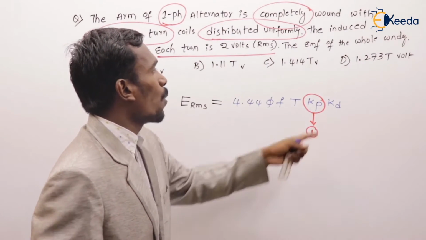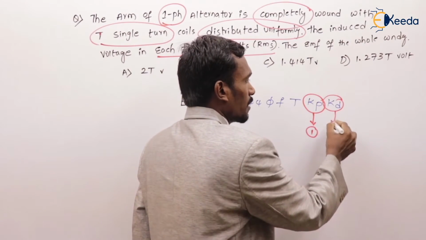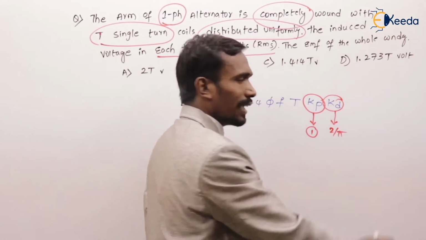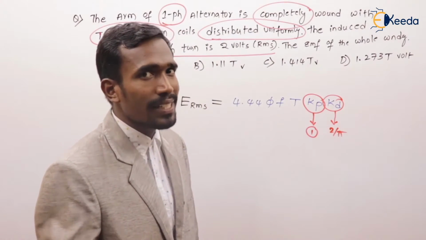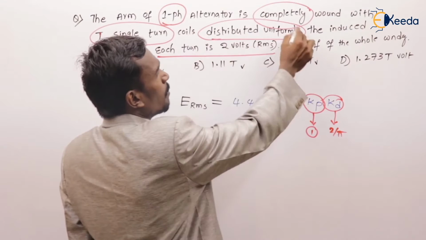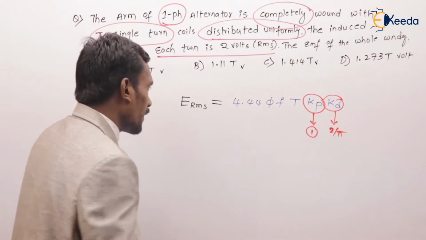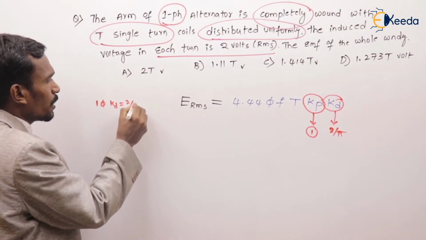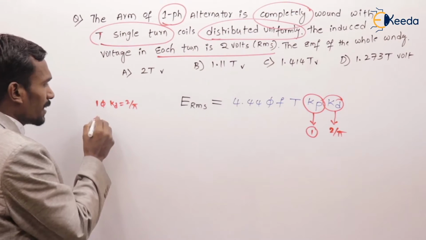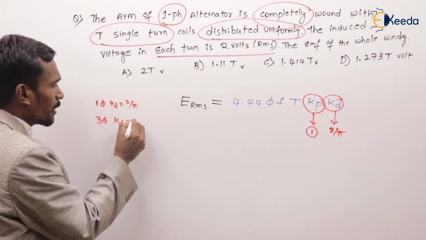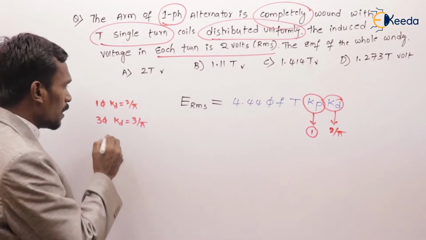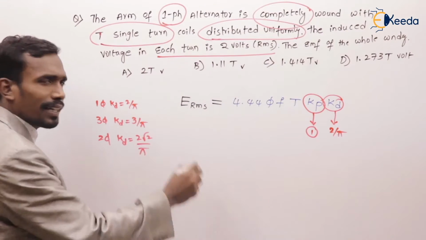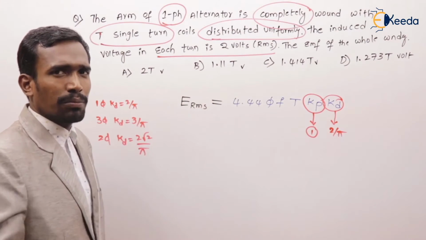Yeah, good. What is the KD for this question? For this question, KD is equal to 2 by pi. How is it? Yeah, it is uniformly distributed. For uniformly distributed winding, for single phase, KD is equal to 2 by pi. For 3 phase, KD is equal to 3 by pi. For 2 phase, KD is equal to 2 root 2 by pi. You can calculate this from the formula.